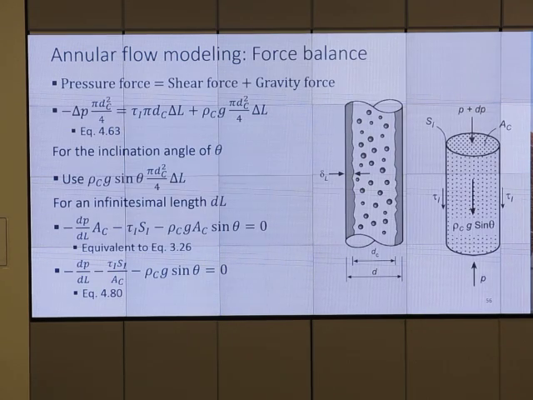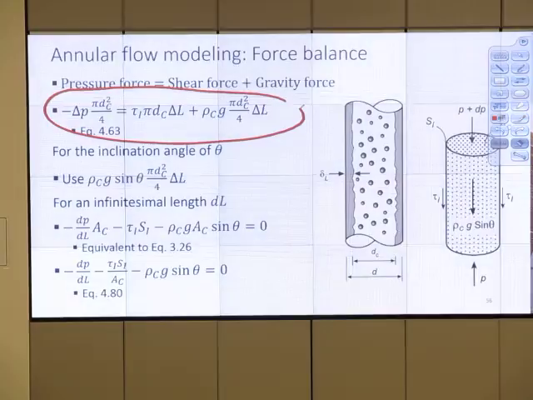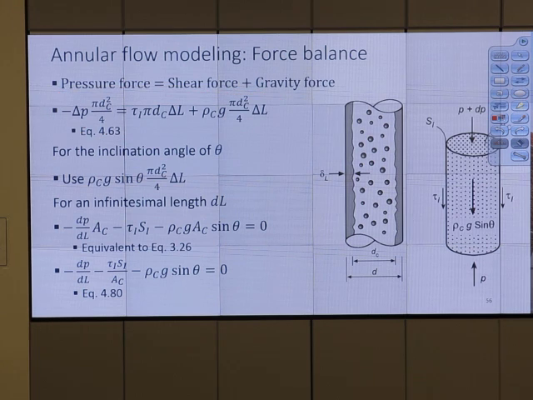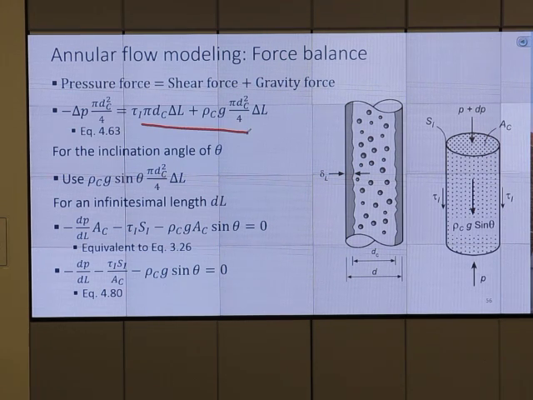So let's take a look at this. The only thing that you need to be able to do is the momentum balance. This equation, okay? That equation you want to be able to do. So this is the same as stratified flow: pressure force is balanced by shear and gravity. This is the pressure force, this is shear, and that's gravity. So this is the balance for the gas core.